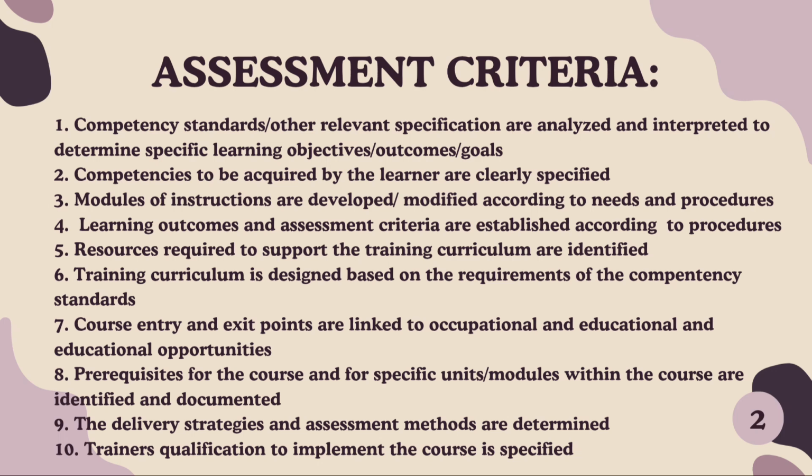or outcomes. For the second, the competencies to be acquired by the learner are clearly specified. When competencies to be acquired by the learner are clearly specified, it means that the skills, knowledge, and attitudes learners need to develop are explicitly stated. This clarity helps both educators and learners understand what is expected and ensures that the learning process is goal oriented.